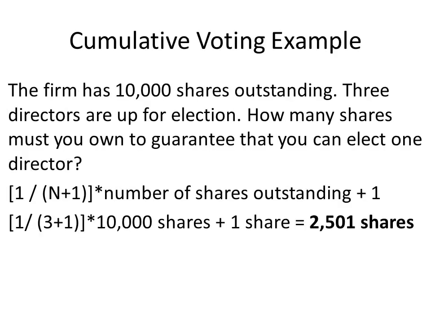Let's work an example to show you how to do this calculation. The firm has 10,000 shares outstanding. 3 directors are up for election. How many shares must you own to guarantee that you can elect 1 director? Well, we've got the formula from the previous slide, and all we need to do is put in 3 for n and 10,000 for the number of shares outstanding. Well, basically we're looking at 1/4 of 10,000, which is 2,500, plus 1 share. So the answer is you must own 2,501 shares to guarantee that you will be able to elect 1 director.